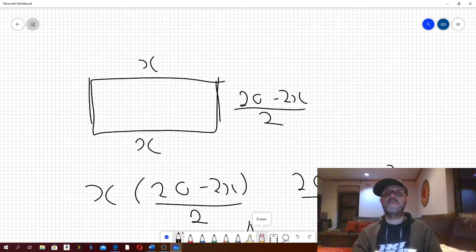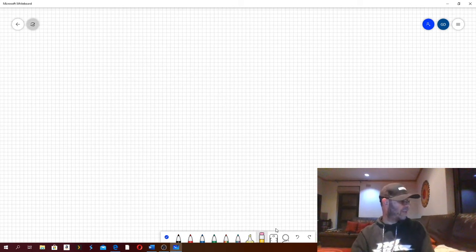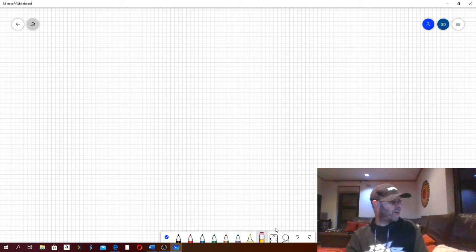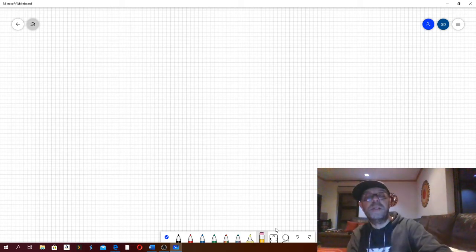5 is not much different to that, except that this time they gave us an area. And they said that the constant area is 35 centimeters squared. What is the length of the sides when the perimeter is a minimum?